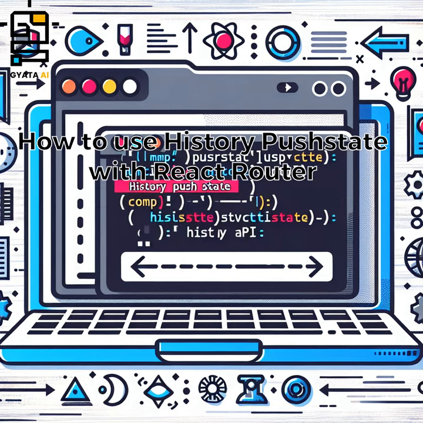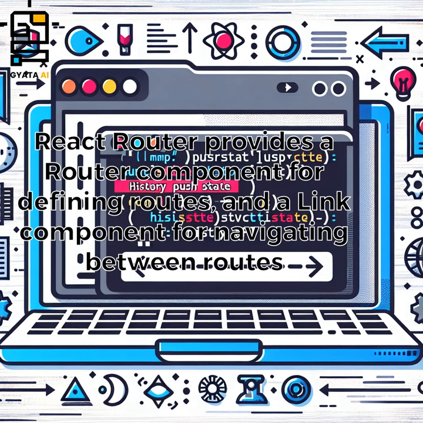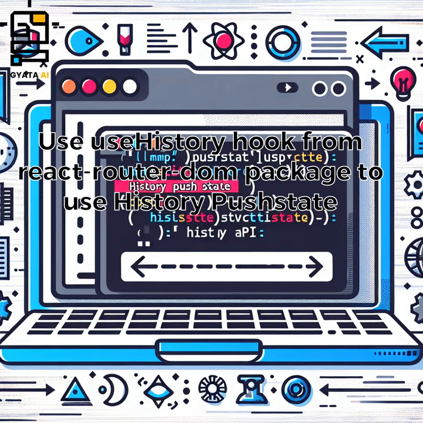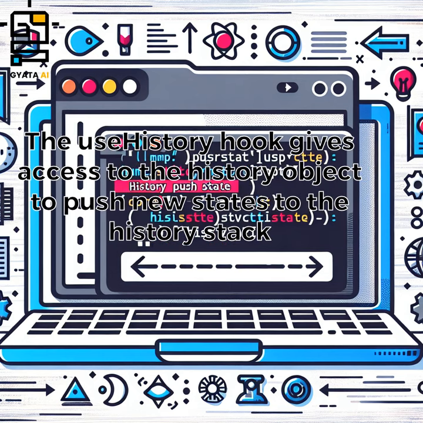How to use History Pushstate with React Router. React Router provides a Router component for defining routes and a Link component for navigating between routes. Use the useHistory hook from the React Router DOM package to use History Pushstate. The useHistory hook gives access to the history object to push new states to the history stack.